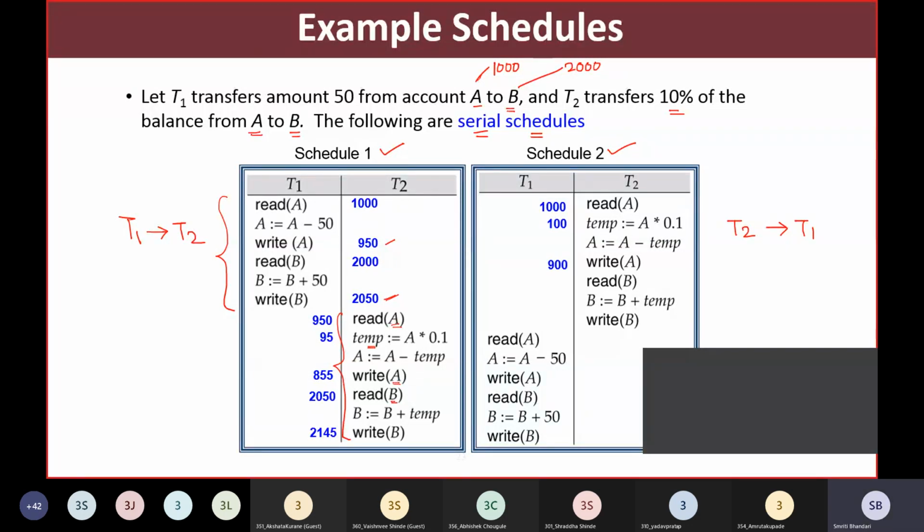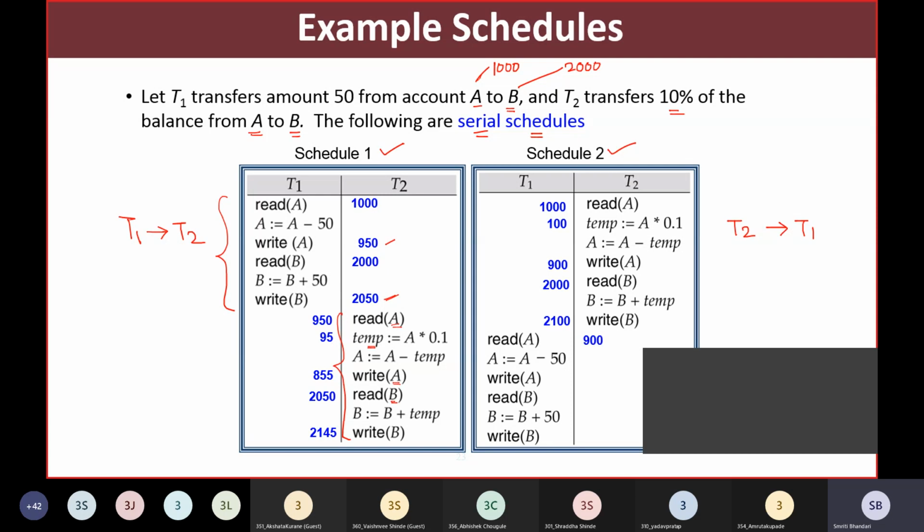So T2 is writing A as 900. So 100 gets deducted from A's balance. Now T2 is reading B's initial balance, so it is 2000. So 100 gets added into 2000. So transaction T2 is writing B's amount as 2100. Okay, now T2 has completed successfully and now T1 comes in.